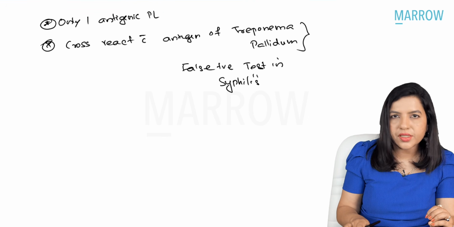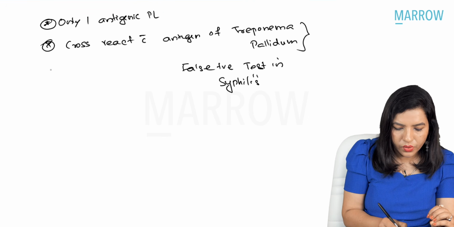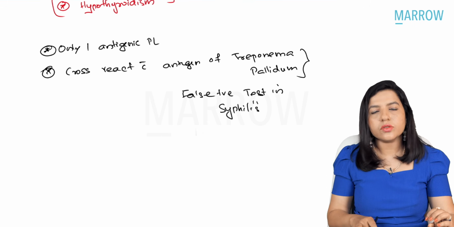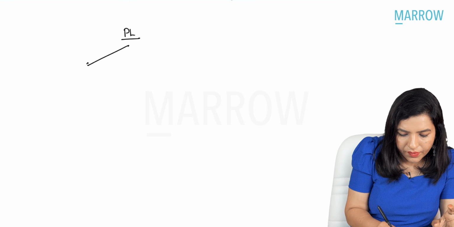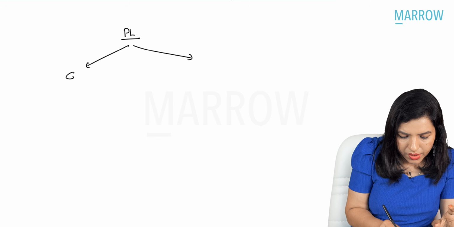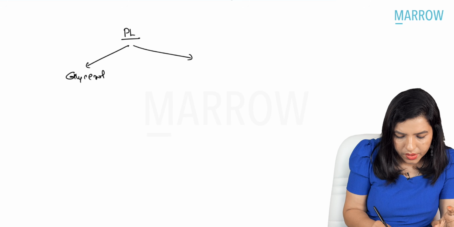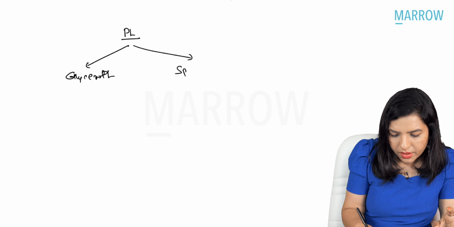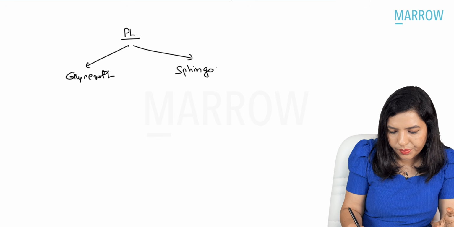Okay, so that is another point regarding the cardiolipin. Okay, so about all the phospholipids I am saying very shortly. Phospholipids are divided into glycerophospholipid and sphingophospholipid.